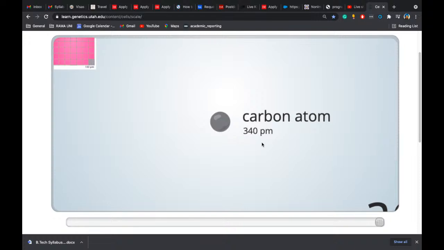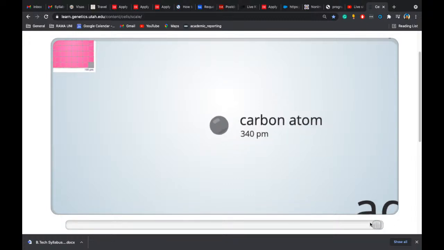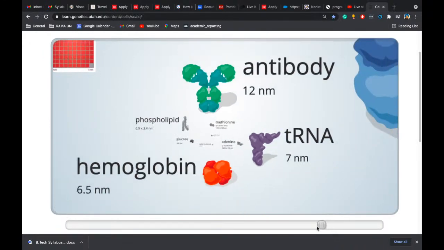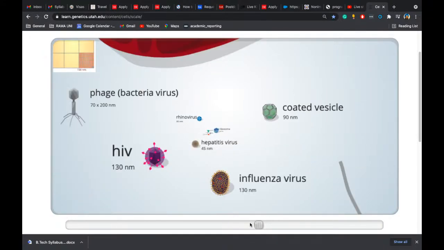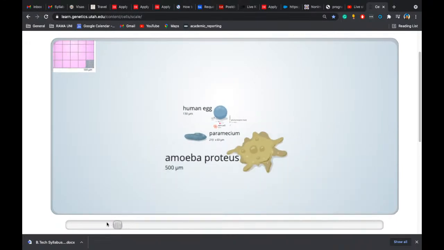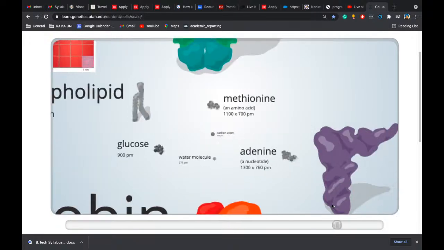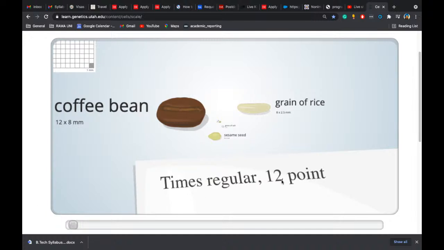So in that sense, no one has found so far that the carbon atom is around 340 picometer, it's the smallest one, and what we are eating, the rice grain, is in the millimeter size. So all these things have been identified till now, and in this figure, in this cell size and scale, this animation, we can easily recognize various cellular organelles, various viruses, various bacteria, various cells in the human body, prokaryotes, and eatable items, salt, grain of rice, and we can do a very nice comparison here. 340 picometer to your Times Roman regular 12 point.